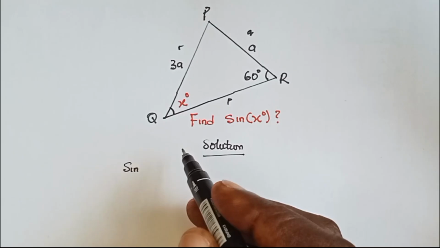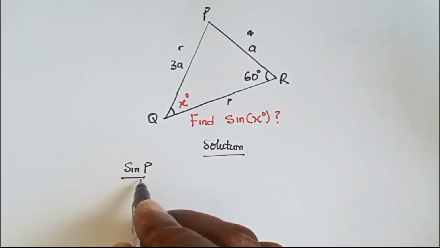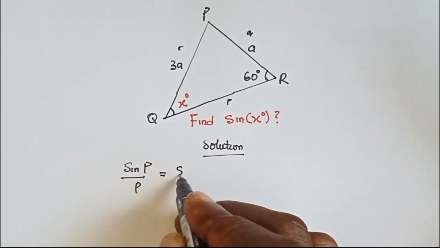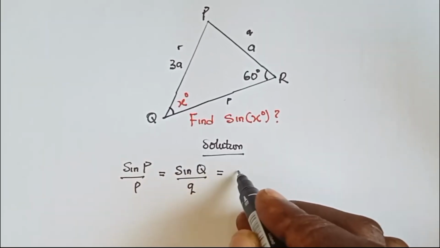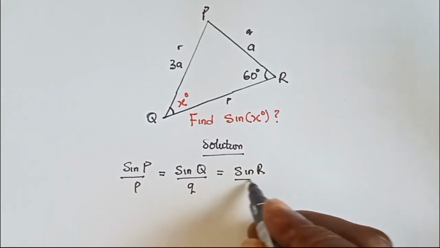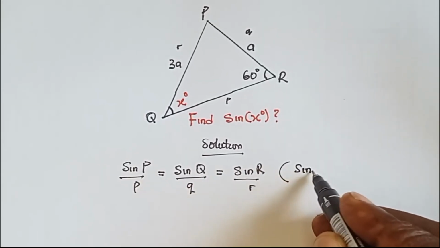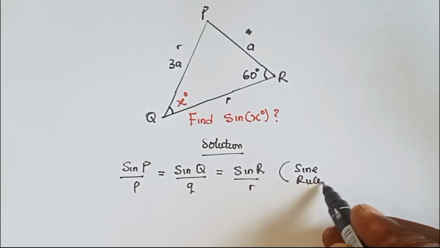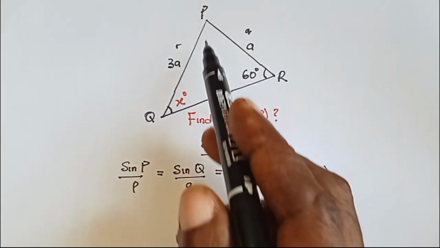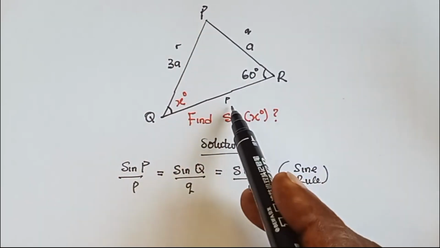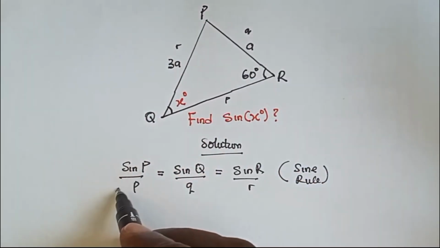Alright, and what does the sine rule say? It says sine P over p equals sine Q over q equals sine R over r. Okay, this is the sine rule. Let me write it here. From what we have in this diagram, both the angle P and side p are empty, so we don't really need this.